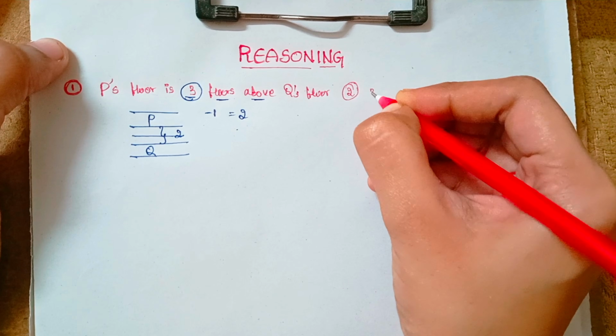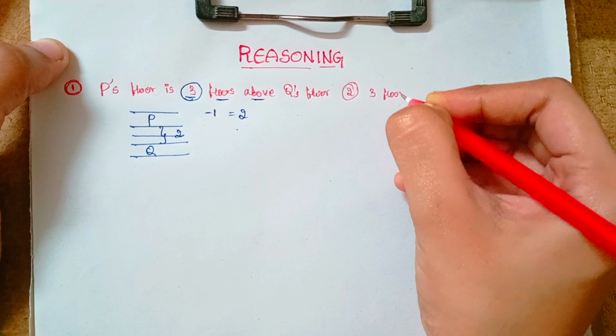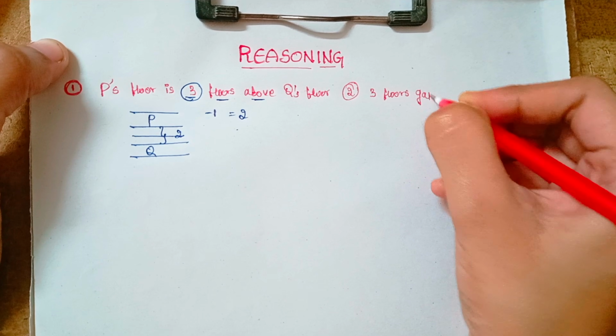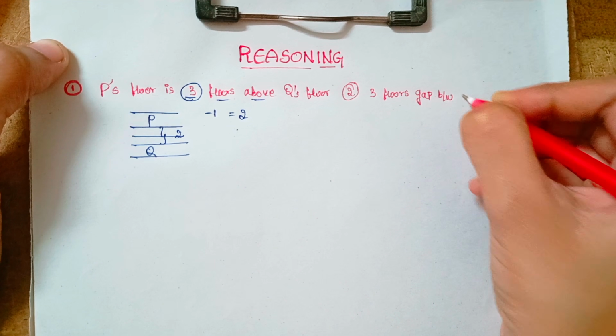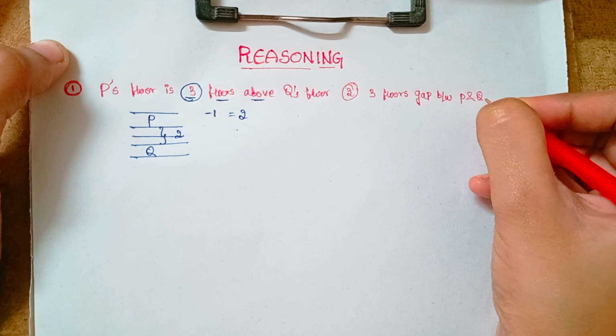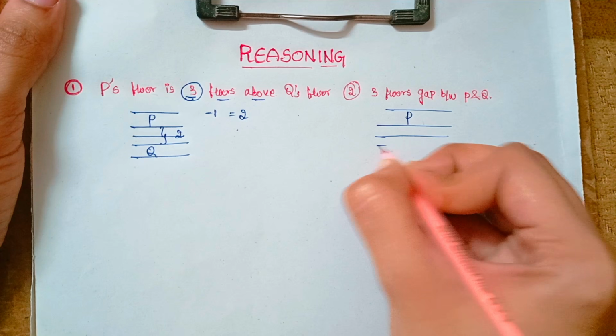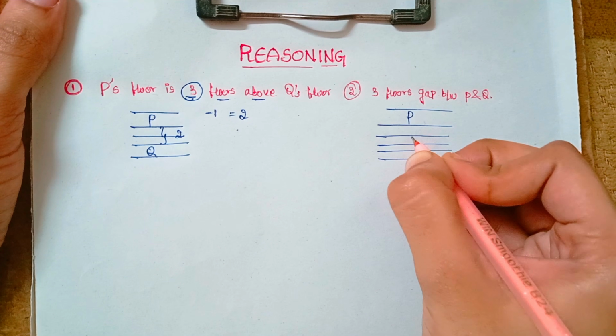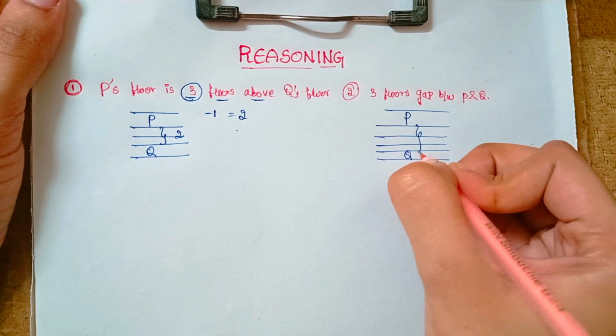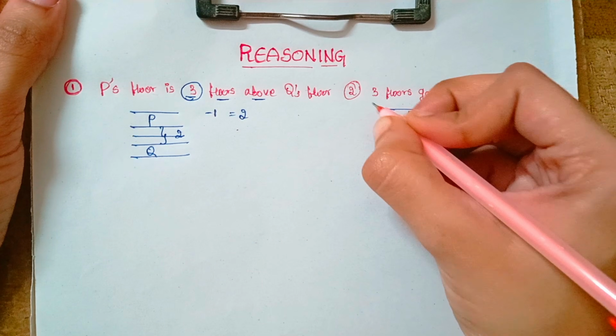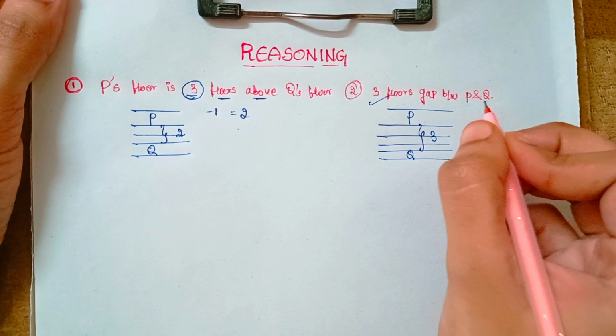Next statement: 3 floors gap between P and Q. This is easy because the gap is visible here. 3 floors gap, it is clearly mentioned. So you should write like this: P, visible gap of 3 floors, and then Q. So 3 gap. It is easy. I just want to make a differentiation between statement 1 and 2.